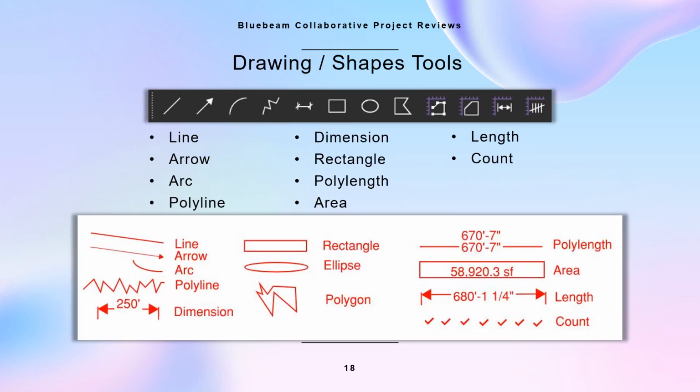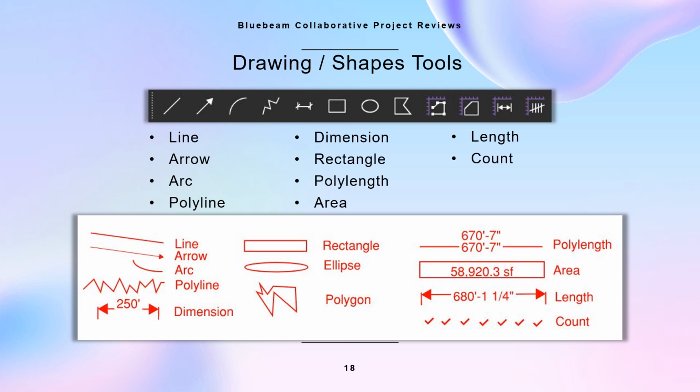The other toolbox you are likely to encounter is the Drawing and Shapes toolbox. There are 12 tools in this toolbox. The drawing tools are the line, arrow, arc, and polyline tools. The shape tools are the rectangle, ellipse, and polygon tools. The other utility style tools in this toolbox are the dimension, polylength, area, length, and the count tools. You can experiment with them.